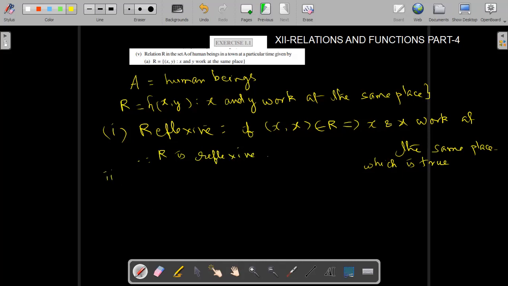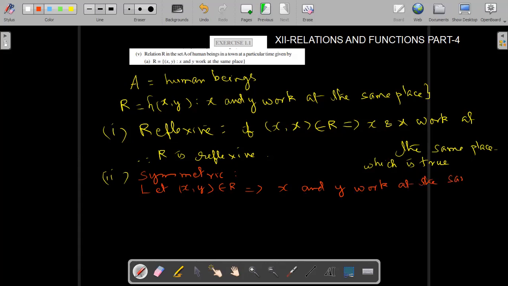And the second is symmetric. For symmetric, let X, Y belongs to R. This implies the condition that X and Y work at the same place, because this is the definition: work at the same place.